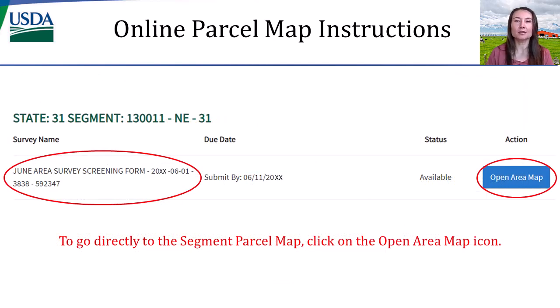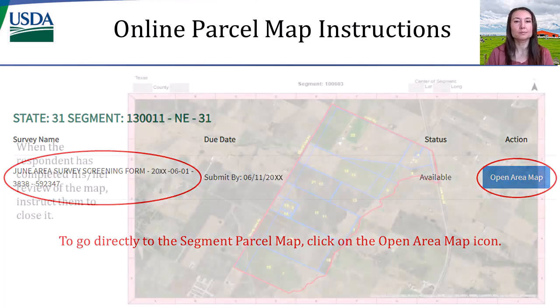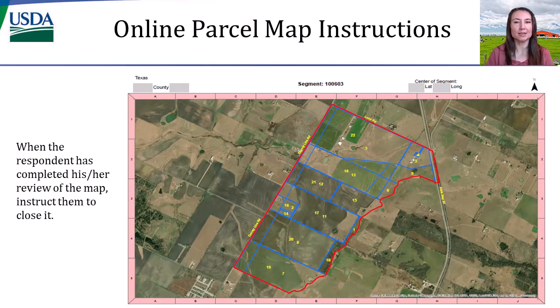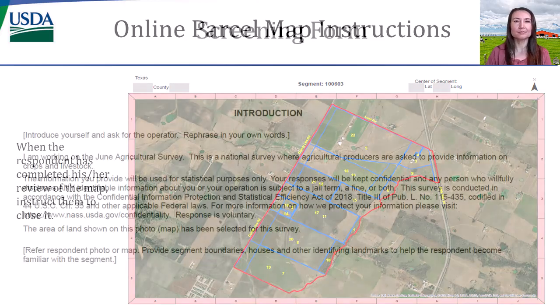The survey title, as indicated with the large red oval circle, and the June area map icon, as indicated with the little red circle. To go directly to the segment parcel map, the respondent will need to click on the June area map icon. If the respondent happens to get ahead of you and clicks on the survey title, the large oval, it's okay. A world map will appear. When the respondent has completed his or her review of the map, please instruct them to close it.